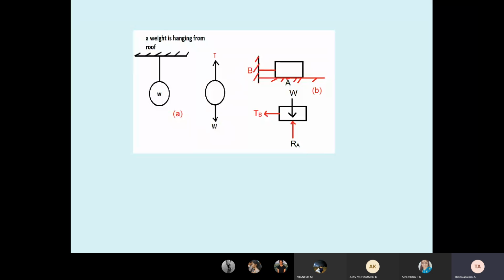You see the second picture, B. The wooden block is resting on the surface and tied with the rope B. So the wooden block has self weight W acting downward. Therefore, reaction RA is acting upward. The tension tying it, that's why I have drawn the diagram TB. Okay, tension.